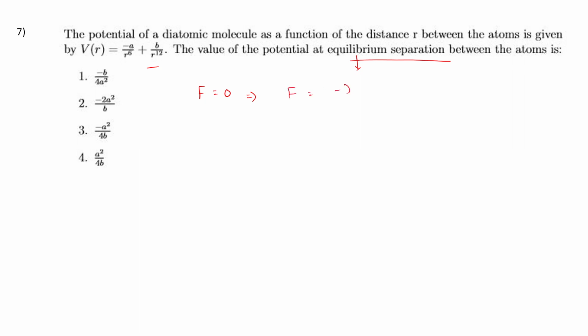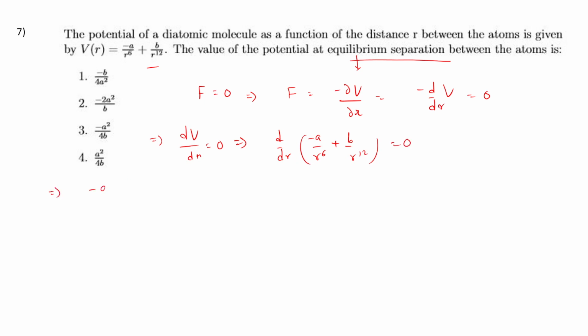force is minus ∂V/∂R. Since it is just a function of R, it is dV/dr, and we want to put it equal to 0. So dV/dr equals 0. You just take d/dr of minus a over r^6 plus b over r^12 equal to 0. This will give me plus 6a over r^7 minus 12b over r^13 equal to 0.